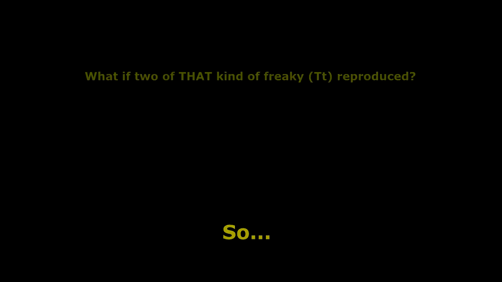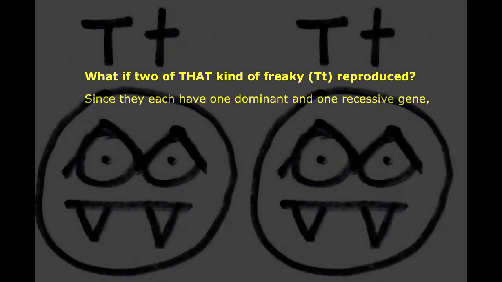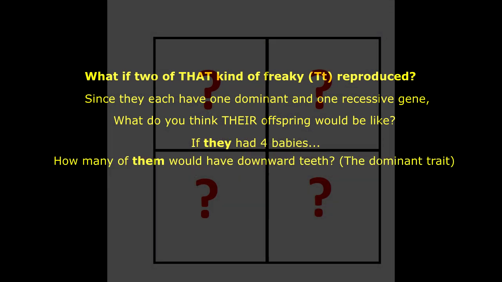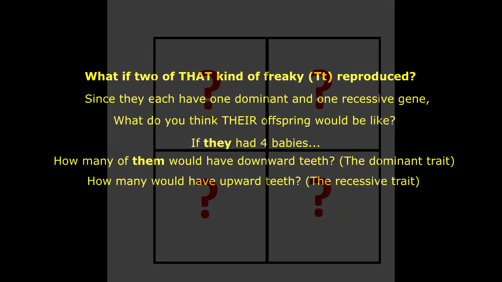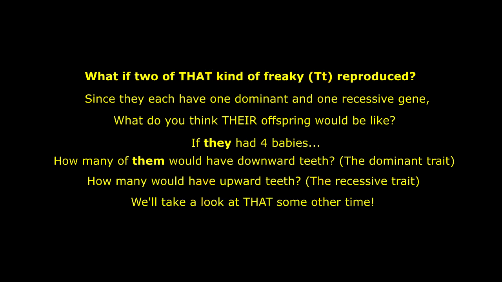So, what if 2 of that kind of Freaky reproduced? Since they each have one dominant and one recessive gene, what do you think their offspring would be like? If they had 4 babies, how many of them would have downward teeth, the dominant trait? How many would have upward teeth, the recessive trait? We'll take a look at that some other time.